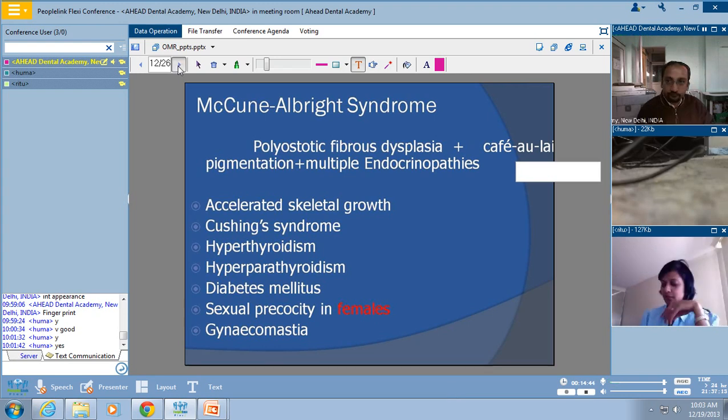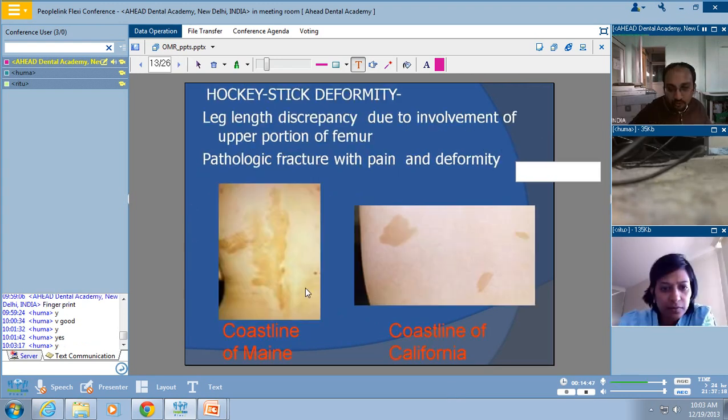Now, I have drawn something called the coastline of Maine and the coastline of California. You might be wondering why I have written it. Well, Maine and California are states in the US, right? The coastline of Maine is the appearance of the café-au-lait spots seen in neurofibromatosis. The coastline of Maine is actually very irregular. That is why the appearance has been called the coastline of Maine.